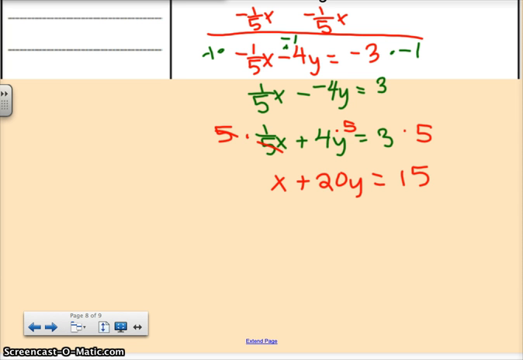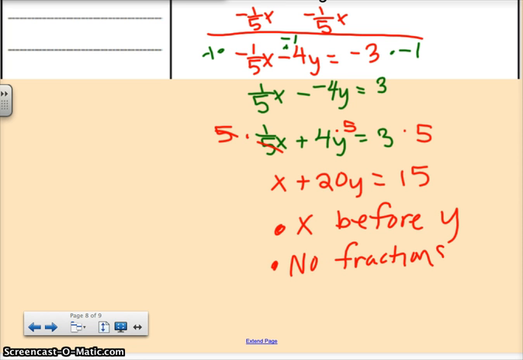Done. X is before y. I started out positive, no fractions. Those are the three checklists. X before y, write it down. X before y, no fractions, and start positive. Those are the three rules of standard form.